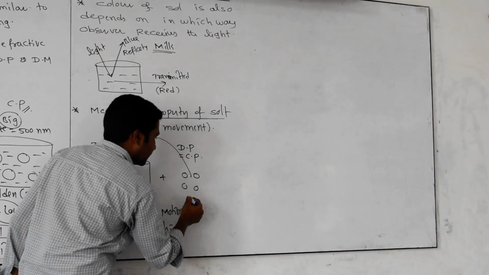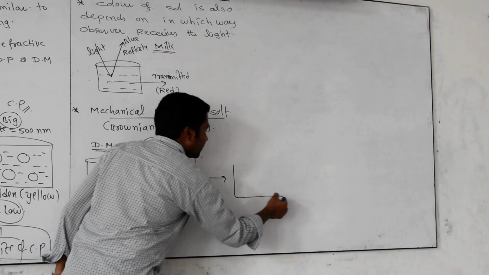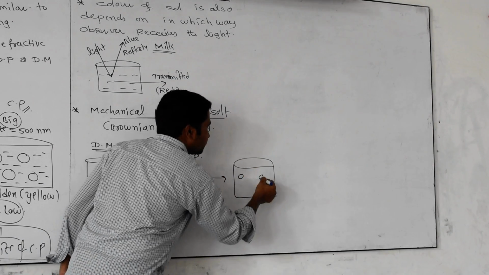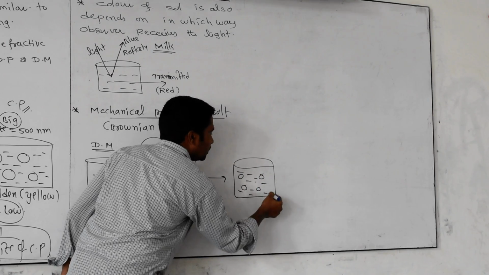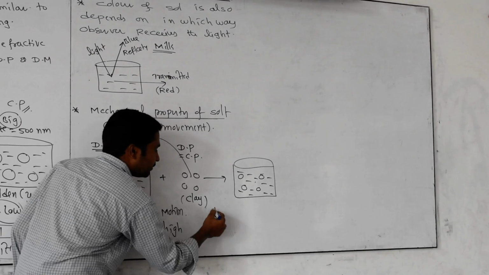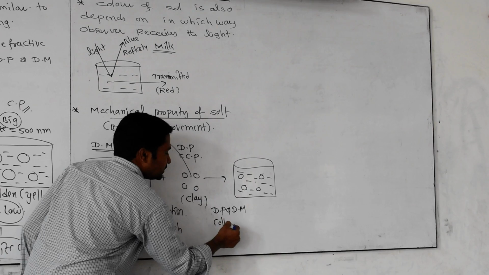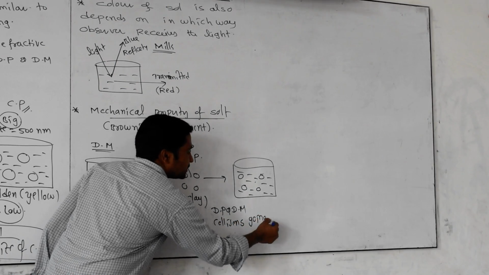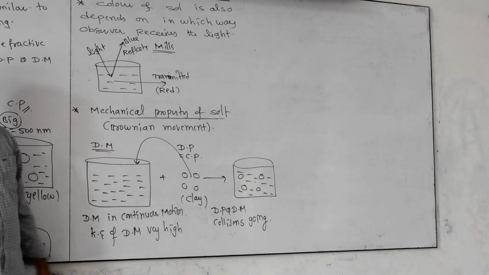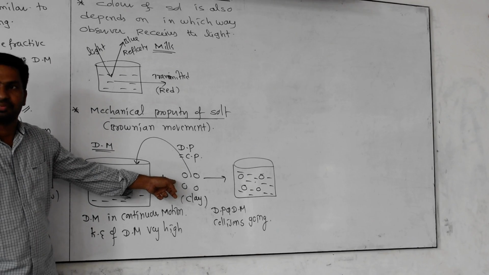Means after mixing, for example, you feel this is like a clay. After mixing, what is happening between the dispersed phase and the dispersion medium? Collisions will be going on. You observe very carefully, between the dispersed phase and dispersion medium, collisions are going on. In those collisions, what may happen? Does clay have any motion initially? No. Kinetic energy will be zero or very less.